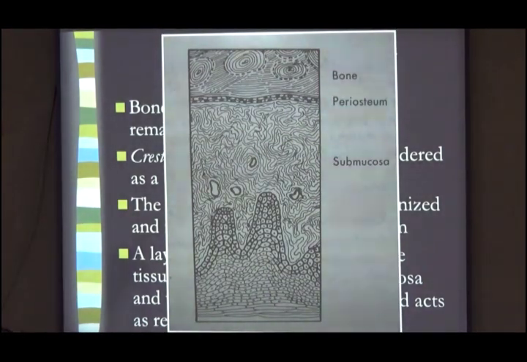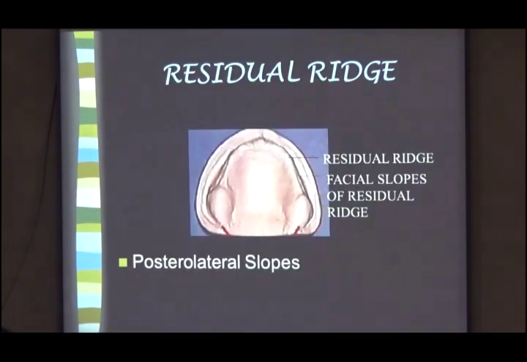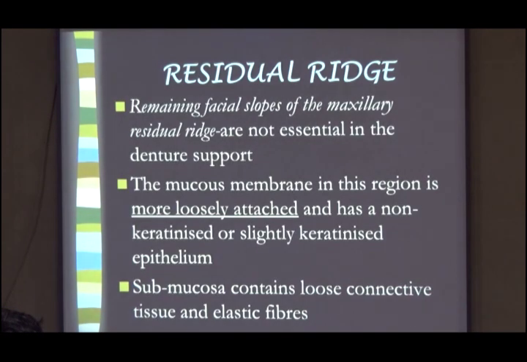So the bone, the submucosa and the mucosa. That's the residual ridge and the facial slopes of the residual ridge. Only the posterolateral slopes are important for your support. All the other slopes are not contributing towards support. Remaining facial slopes are not essential for denture support because they have more loosely attached mucous membrane and it is non-keratinized.